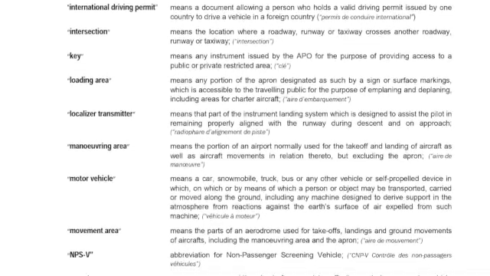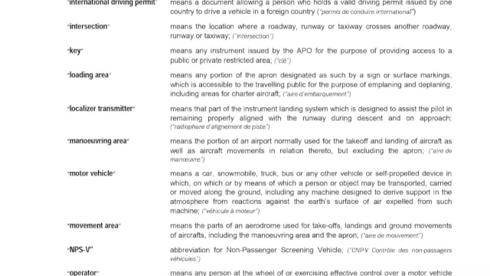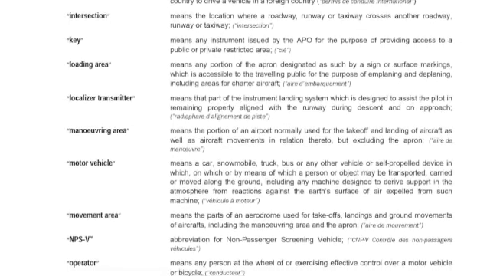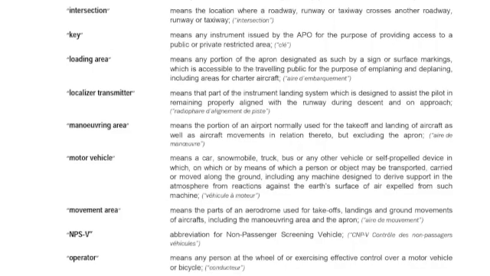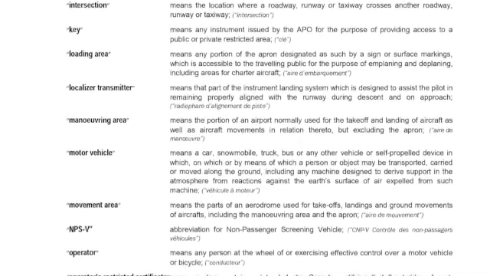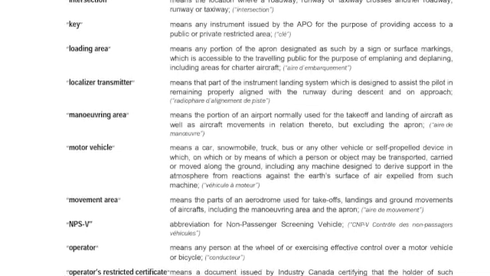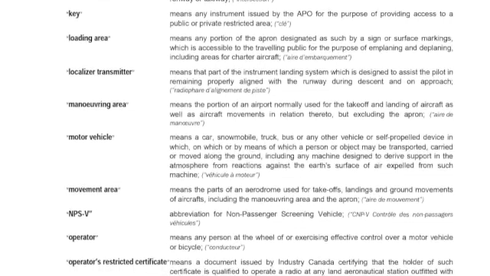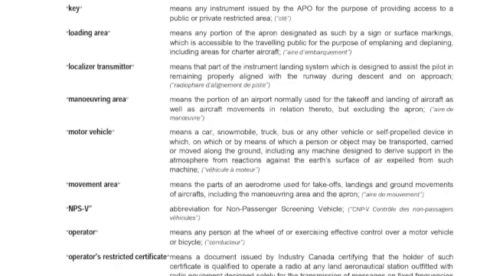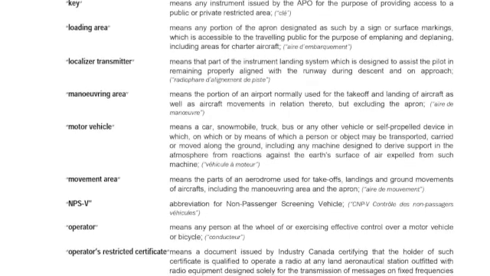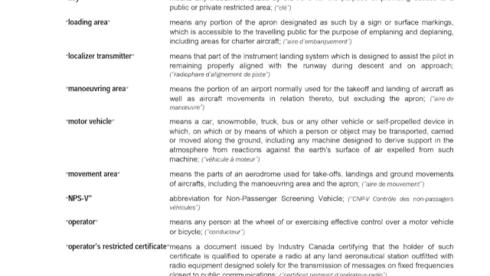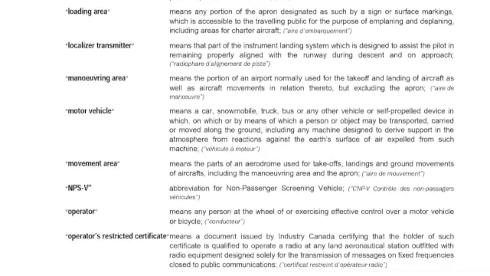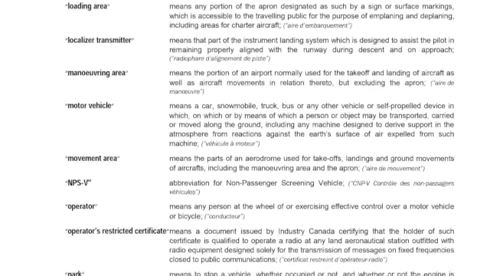Maneuvering area means the portion of an airport normally used for the takeoff and landing of aircraft as well as aircraft movements in relation thereto, but excluding the apron. Motor vehicle means a car, snowmobile, truck, bus, or any other vehicle or self-propelled device on which or by means of which a person or object may be transported, carried, or moved along the ground, including any machine designed to derive support in the atmosphere from reactions against the Earth's surface of air expelled from such machine.